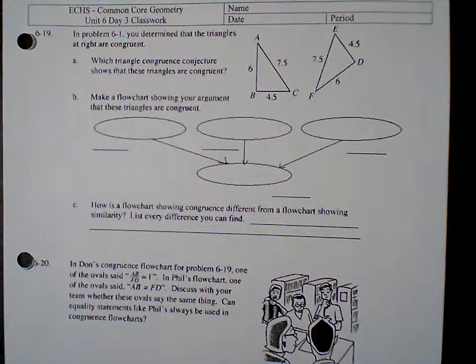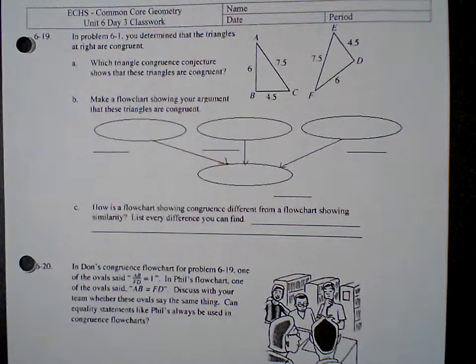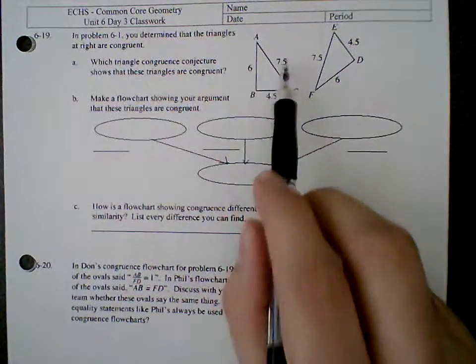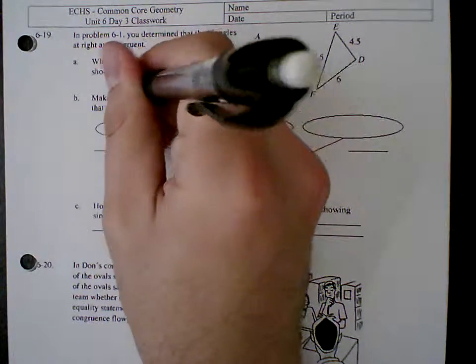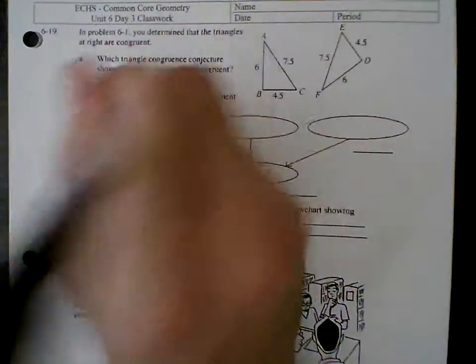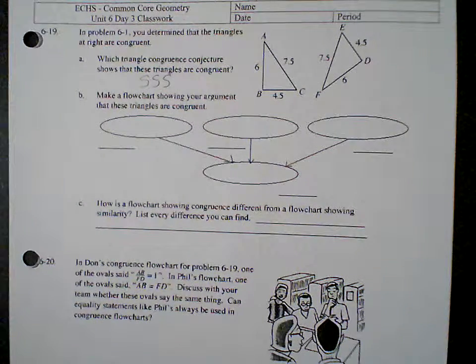So question 19. In problem 6.1, you determine that the triangles at the right are congruent. Question A, which triangle congruence conjecture shows that these triangles are congruent? Okay. So we've got information on all the sides. We have nothing on angles, so we're going to use side, side, side congruency. Make a flowchart showing your argument that these triangles are congruent.